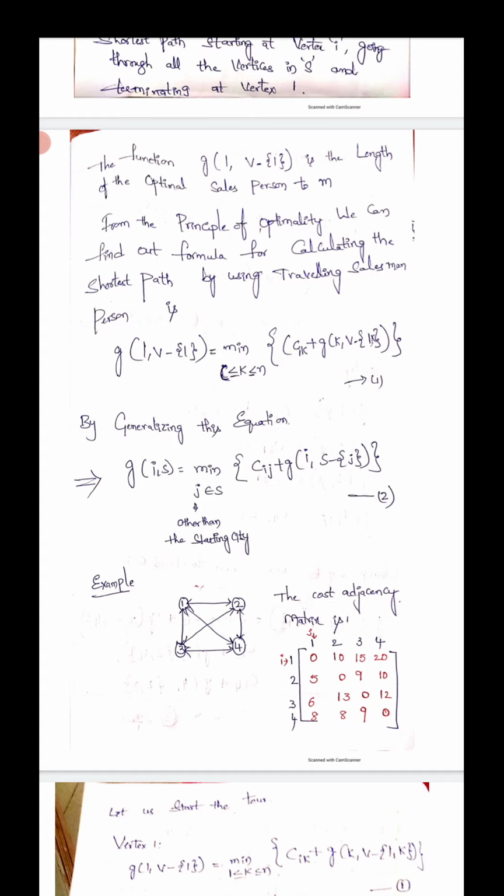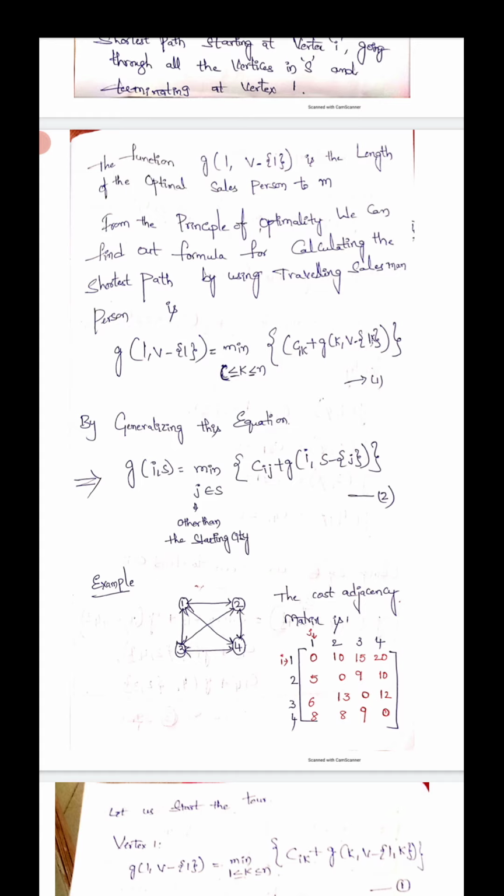By generalizing this equation, we get g of i comma S equal to the minimum over j belonging to S, where j is other than the starting city. Here i is the starting vertex or starting city, and S is the set of cities. So c suffix ij plus g of j comma S minus j. This is the second equation.